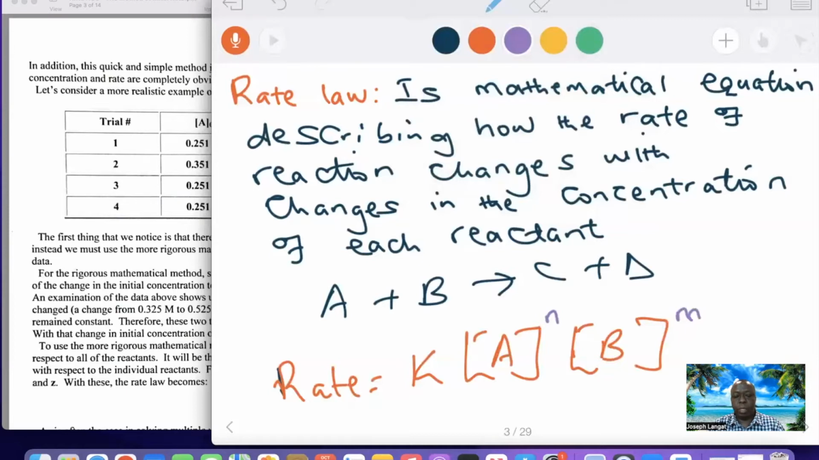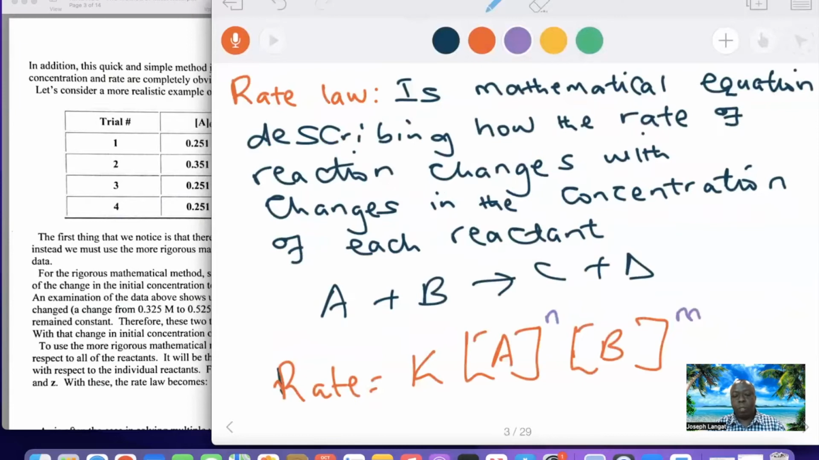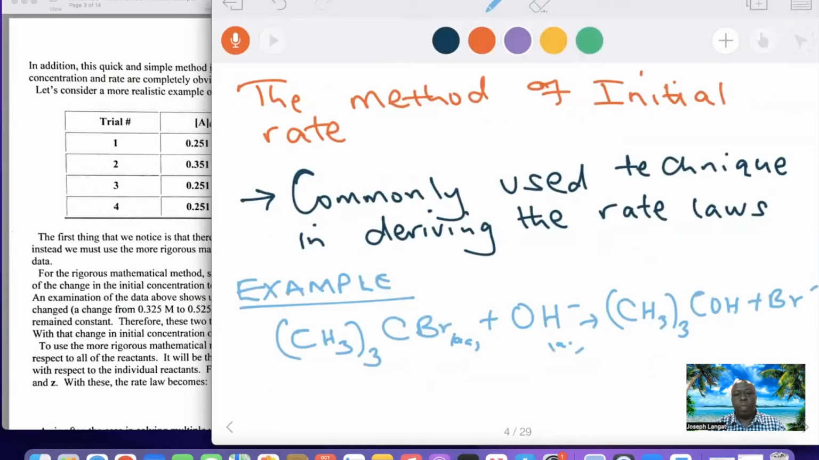You know what k is, that's the rate constant. m and n are reaction orders, which once you crunch the numbers for this lab, you will determine the rate constant and the reaction orders with respect to each reagent. How do you determine the rate constant? How do you determine the values for m and n? We use what we call the method of initial rate. It is commonly used to determine the reaction orders. Here is an example.